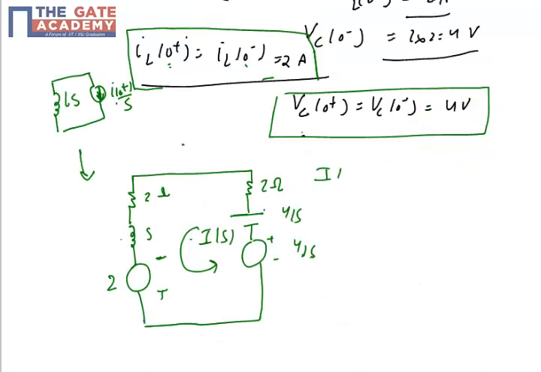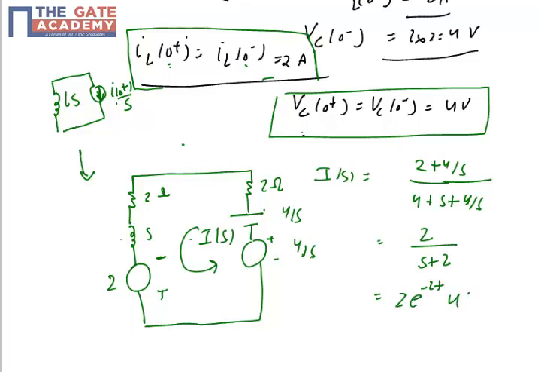Now just find the value of I(s) here, which is 2 plus 4 by s upon 4 plus s plus 4 by s. So you will get the expression finally as 2 upon s plus 2, which is 2 into e raised to power minus 2t u(t). This is the answer.